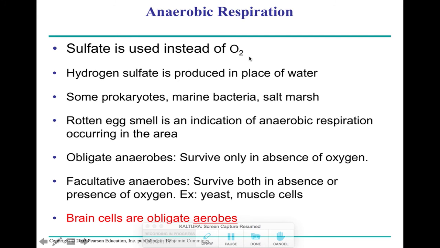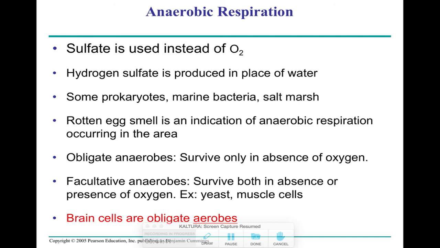So instead of water, if sulfate is there to accept the electrons, then it will form H2S, hydrogen sulfide, and that is what is happening in the bacteria in the lakes, and where, you know, the marshes, whenever you drive by, sometimes your car suddenly starts to stink. That's because of the bacteria in the lakes.